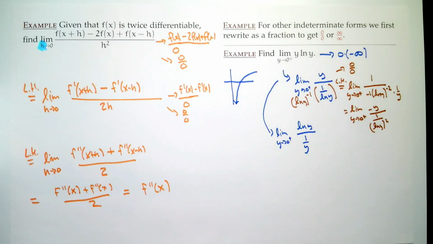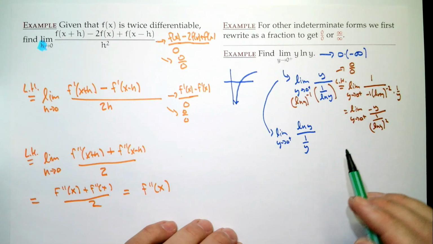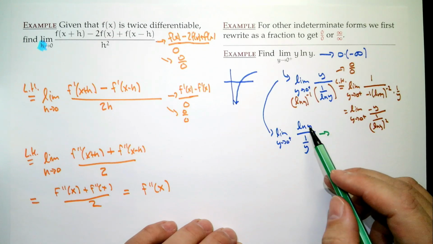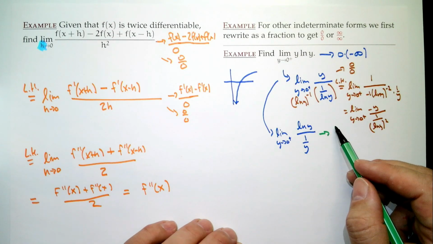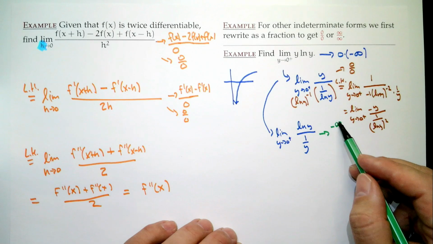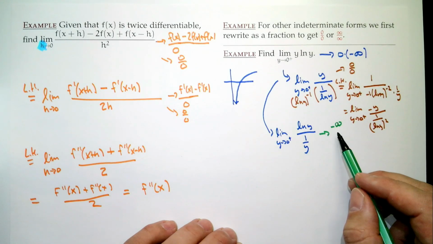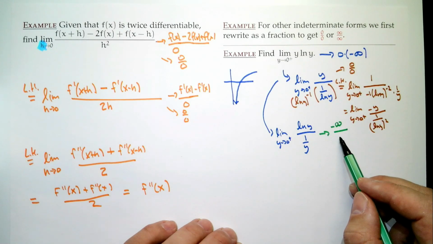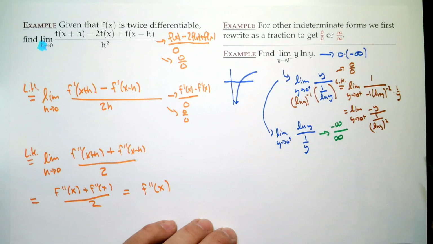Maybe we chose wrong. So let's make a different choice before we try to go any further. Suppose we did log of y over 1 over y. Well, what does this go to? What's the top? It's negative infinity, because that's blowing up. How about 1 over y? What does that do? It's 1 over a small number. That's blowing up. It's going to infinity. So I can apply L'Hôpital. L'Hôpital works.